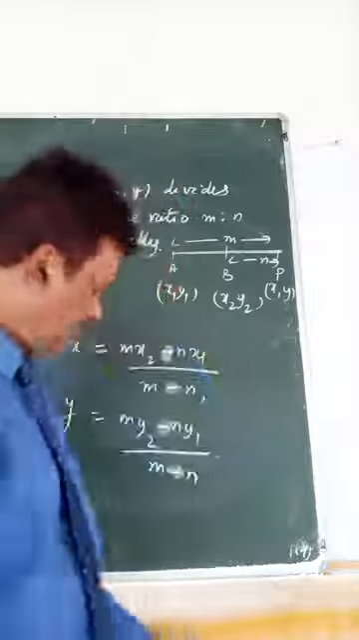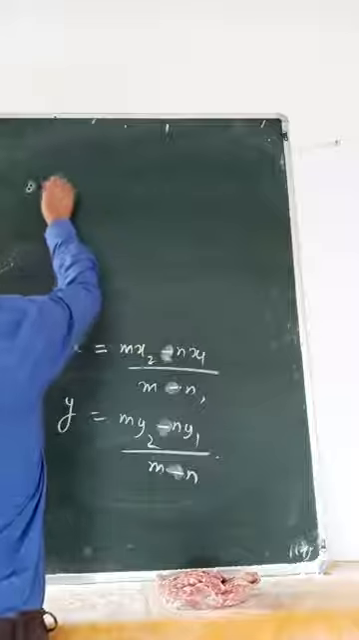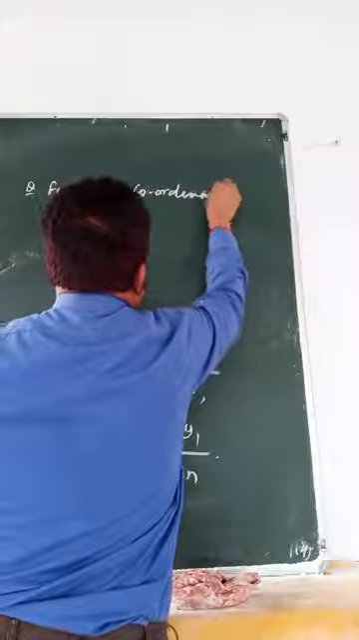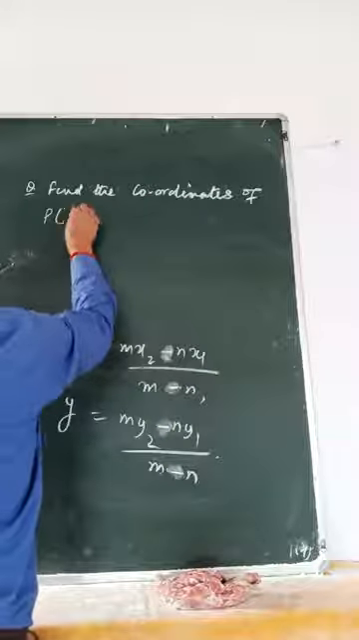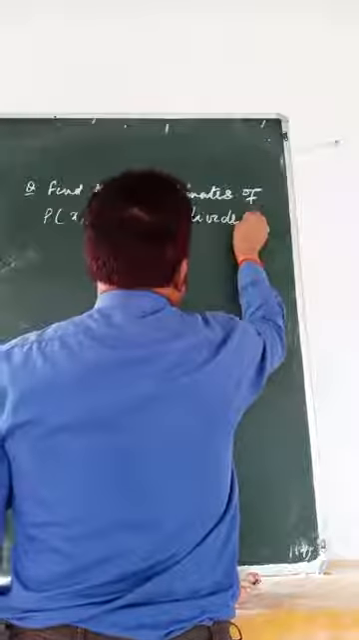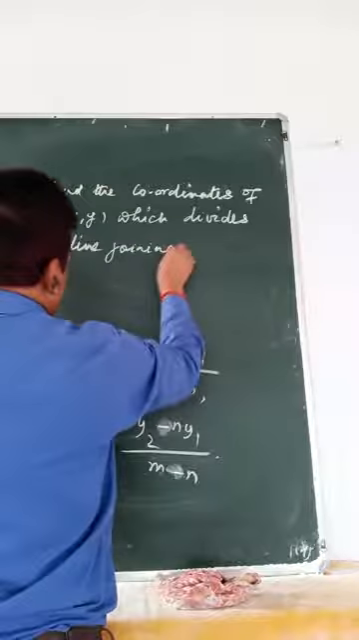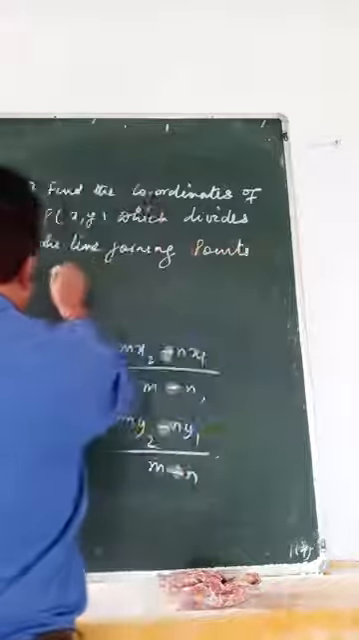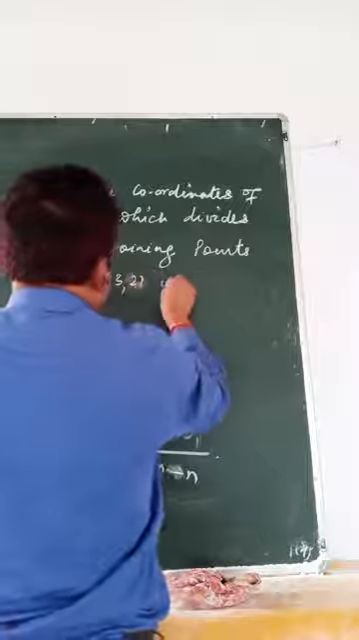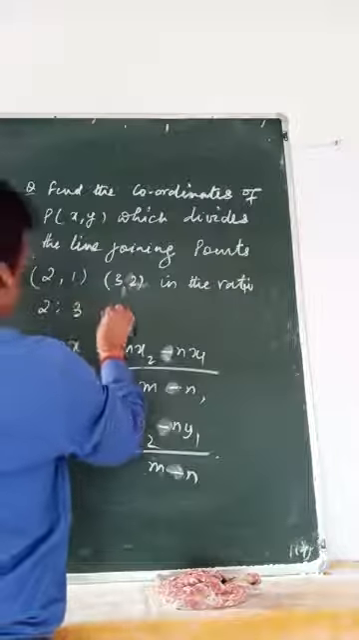Okay, so let's take 2-3 questions on this. Find the coordinates of P which divides the line joining points P1, P2 in the ratio 2:3 internal.